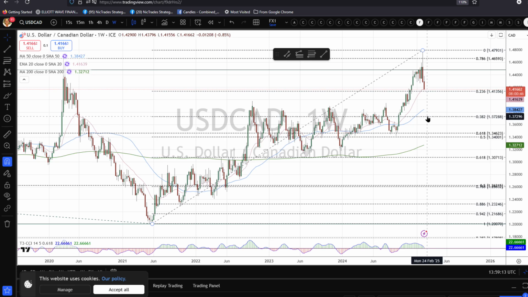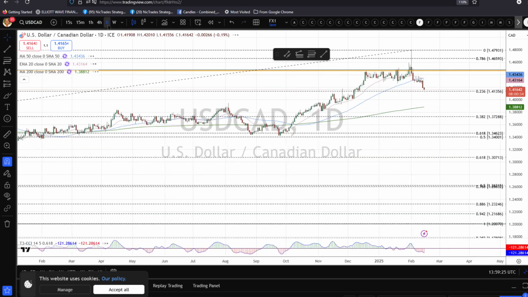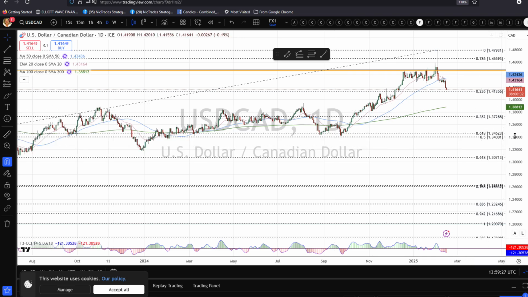So Canadian strength to come, 1.37 and then 1.34, which would be back to these swing lows, back to the weekly 200 moving average and this previous swing low in the middle of the range at 1.34. So really big decision levels.